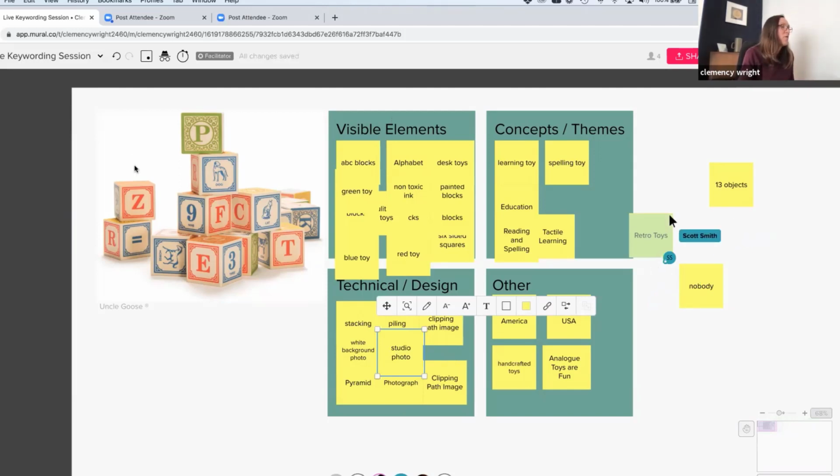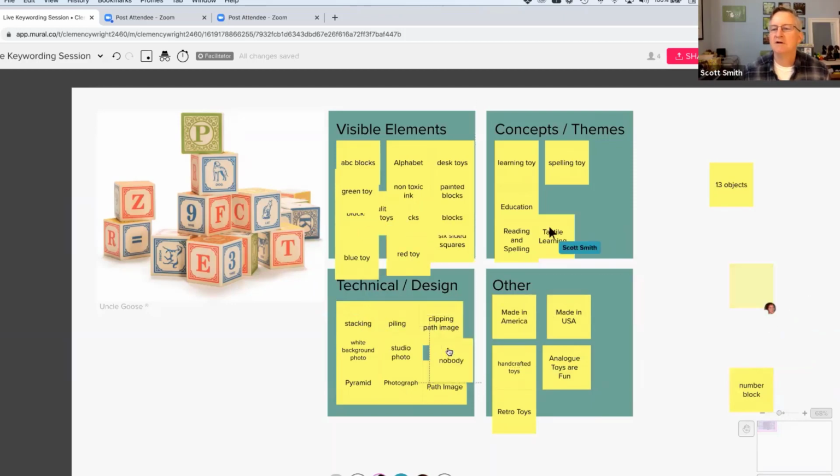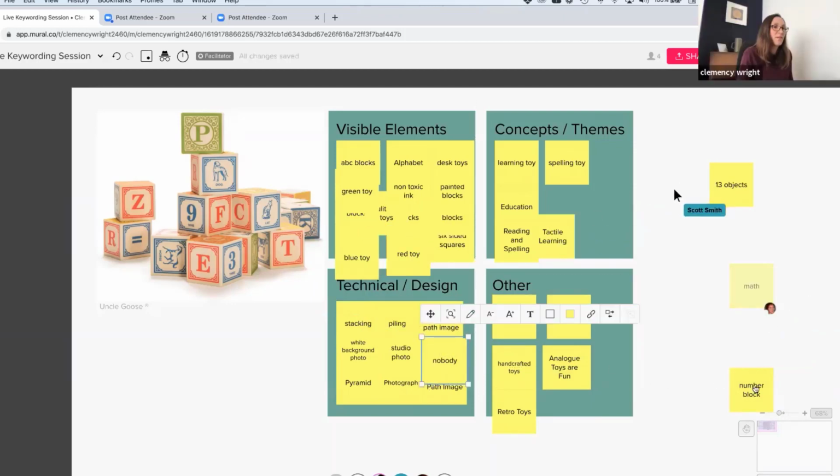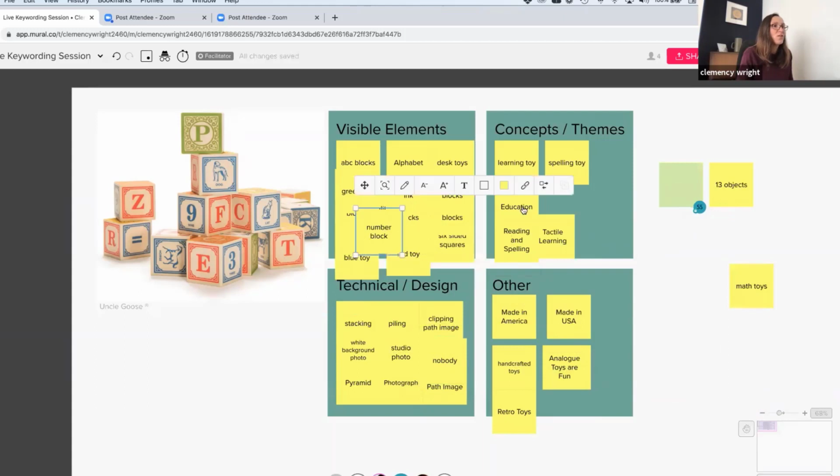So they are alphabet blocks. Have we got the keyword for numbers as well? Because we have got a number on and a mathematical symbol here as well. So there's a few other elements to it. Oh, they're math toys also. Yeah, they are. So there's lots going on, you can see. Lots and lots of keywords.